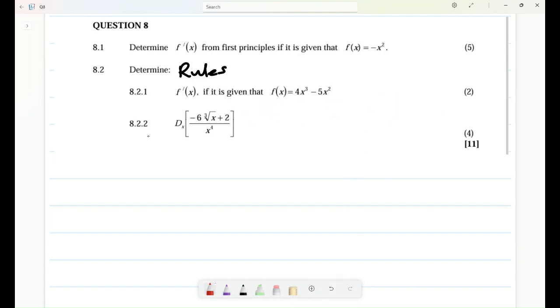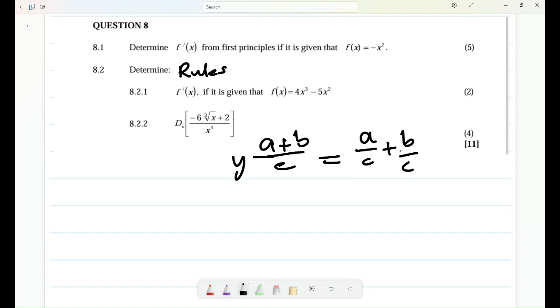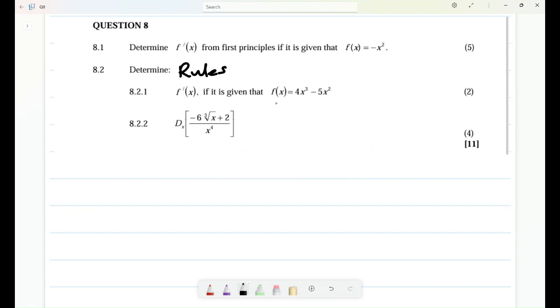Now, I come to this interesting one, 8.2.2. Now we have dx of whatever that you have. Before I come to dx, if I have a plus b divided by c, what I want to do is make this a divided by c plus b divided by c. Another important thing is that whatever you are differentiating with respect to should not be inside the square root. If it is inside the square root, you should take it out.